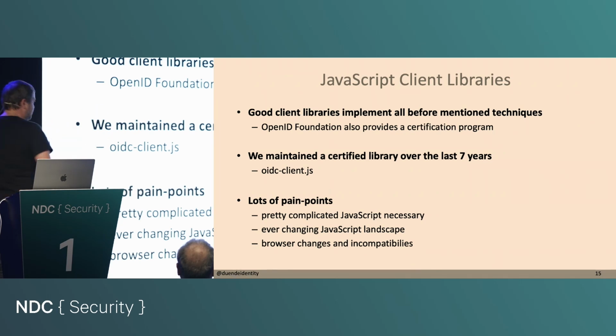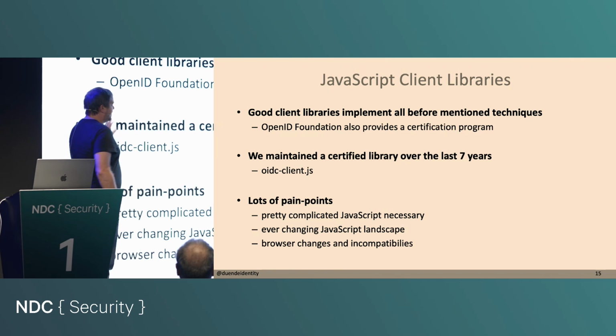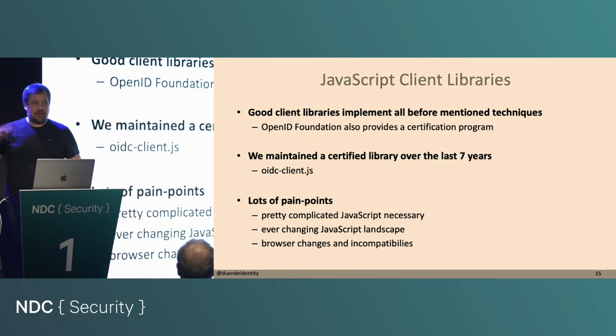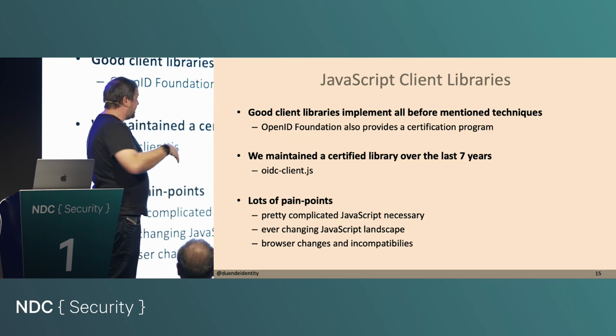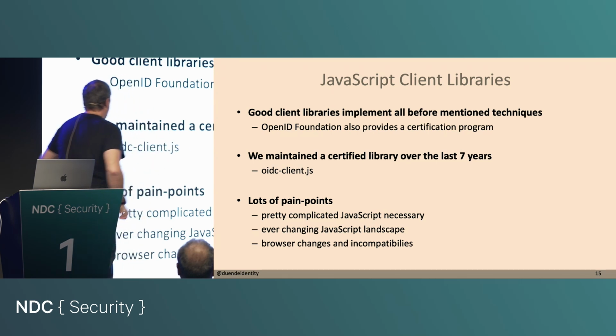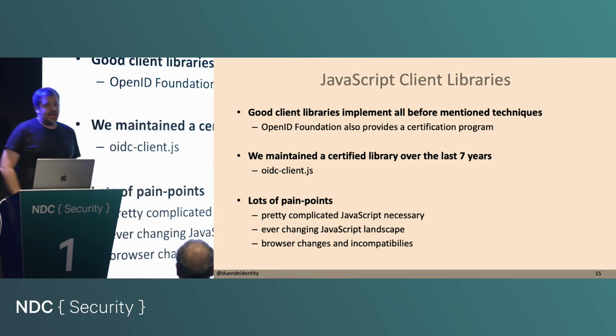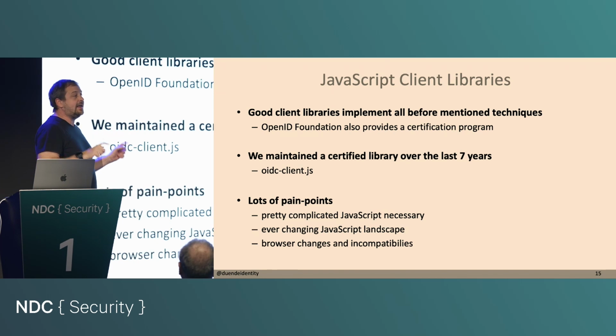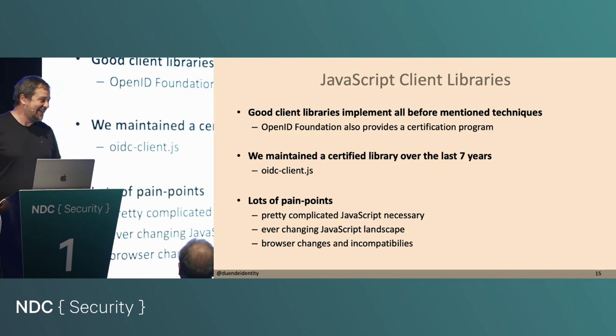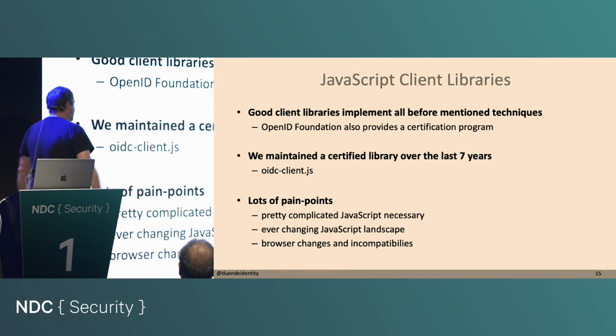Now, this JavaScript library, that's kind of a side story here, but the JavaScript library that you just saw that implemented all of this, silent renew, check session, and so on, was written by us a couple of years ago. It's called OIDC Client.js. Is anyone using that? Yeah, a couple of people. It's an officially certified client library by the OpenID Foundation, so you know it's a blessed implementation. Brock, my colleague who was working on that, was frustrated maintaining it. You know, the whole JavaScript landscape is changing constantly.